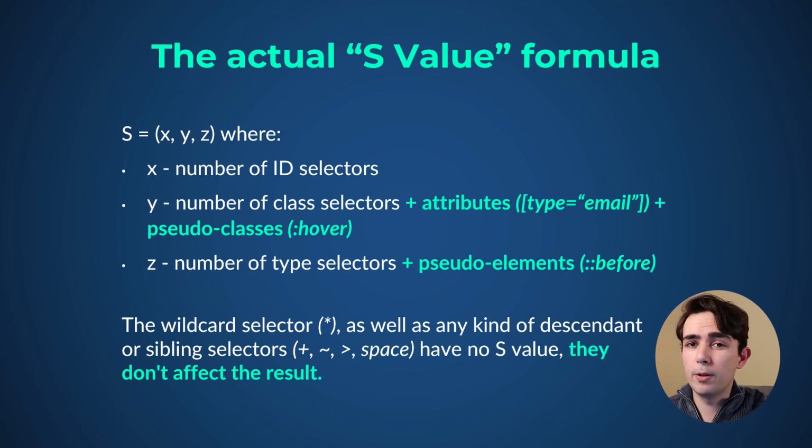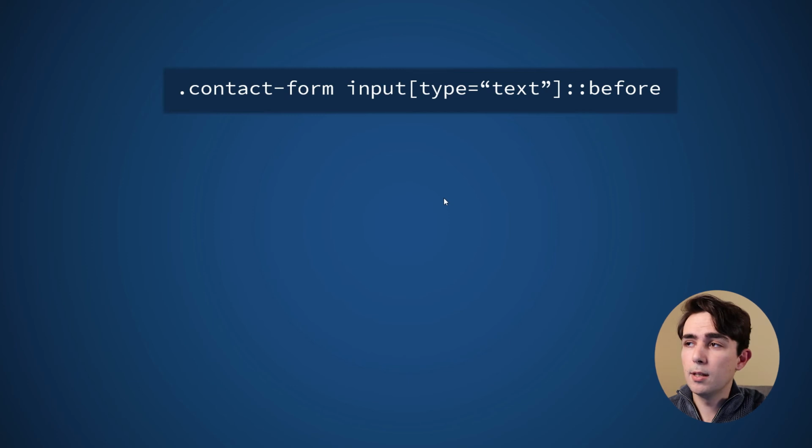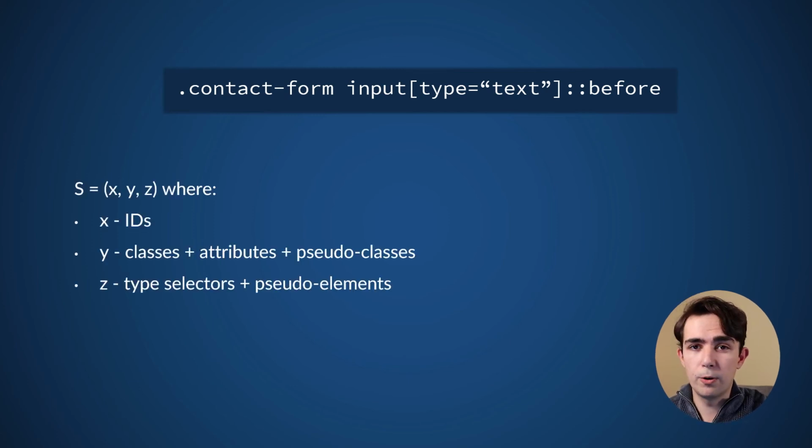If you've got trouble identifying which is which, attributes are always encased in square brackets, pseudo classes always begin with 1 colon, while pseudo elements always begin with 2 colons. Now that we know this, let's calculate the specificity for this selector. Here's the formula. It's the final one this time. Please pause the video, think about the solution, and see if you get it right.